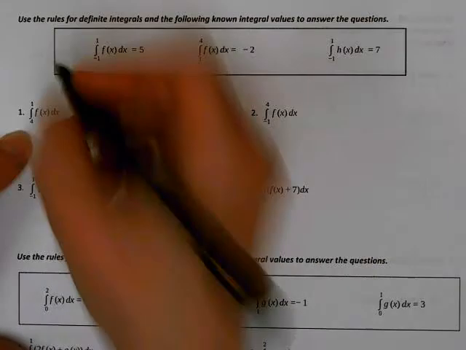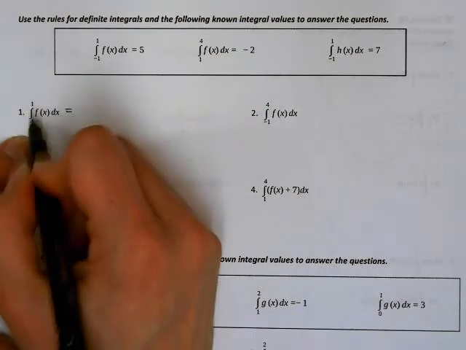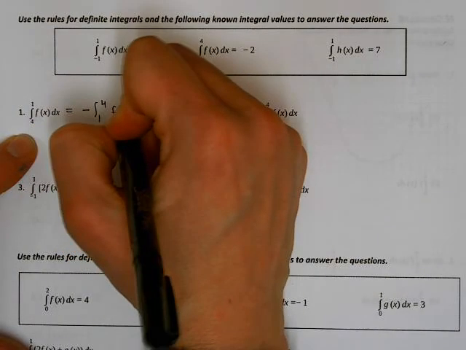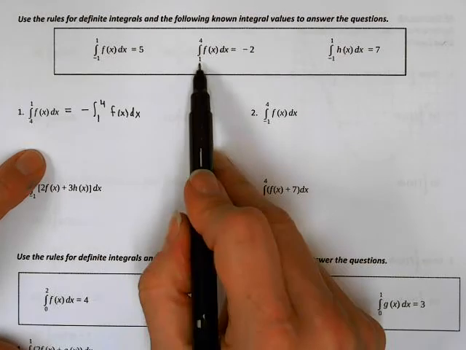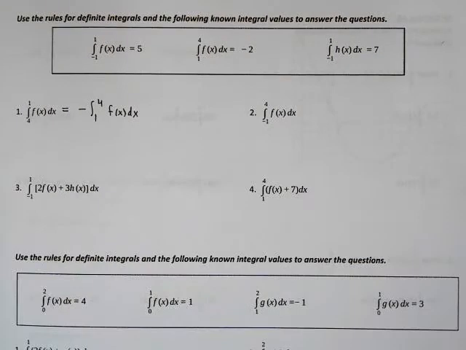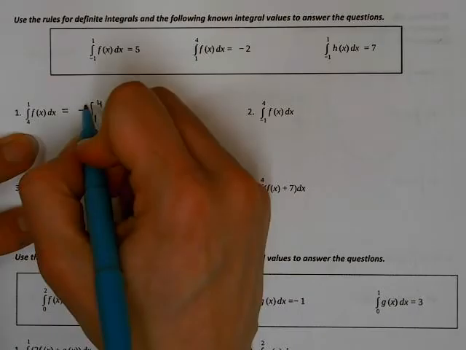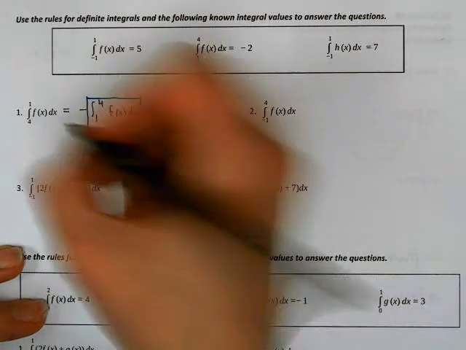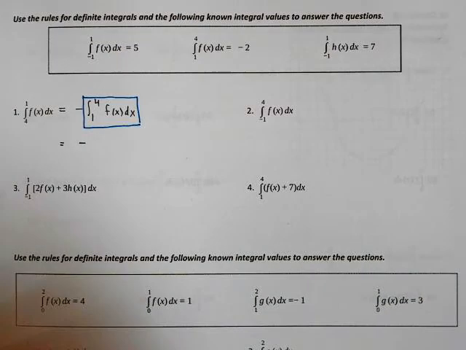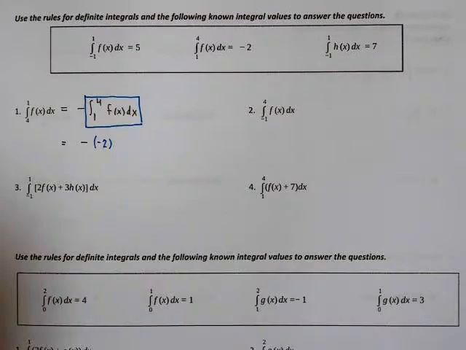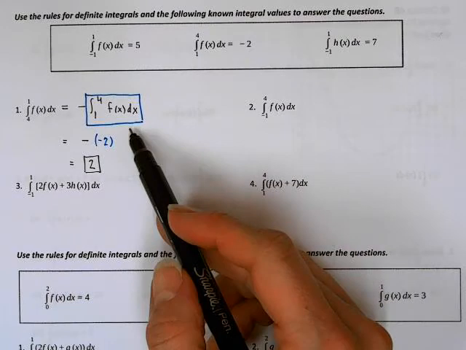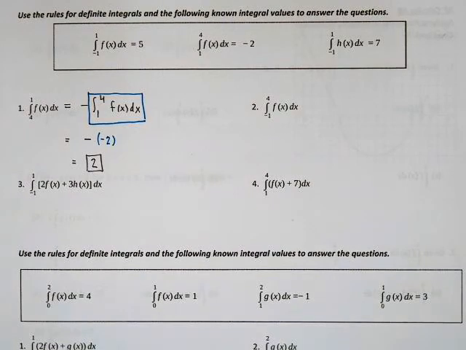Now, I know using a property that if I switch that order, I have to take the opposite sign. So this is going to be the same as the opposite of the integral from 1 to 4 of f of x dx. That integral is a known integral. I know that's equal to -2, so this is equal to the opposite of -2, and that just gives me a value of 2. So I applied a property first and then used these known values to answer that question.